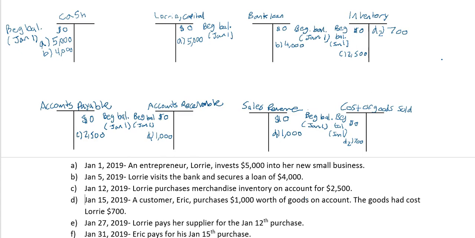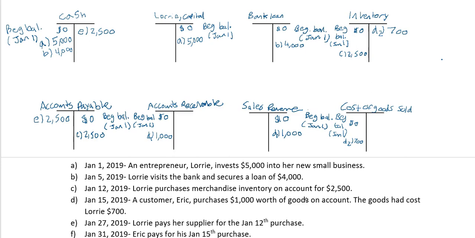So we pay with cash. That's the cash account going down. So we'll make a credit over here for $2,500. And since we've made that payment, we no longer owe that money. So we'll go down to account payable and make a debit on this side to kill our owing balance.